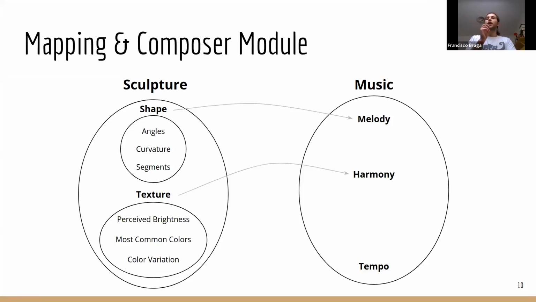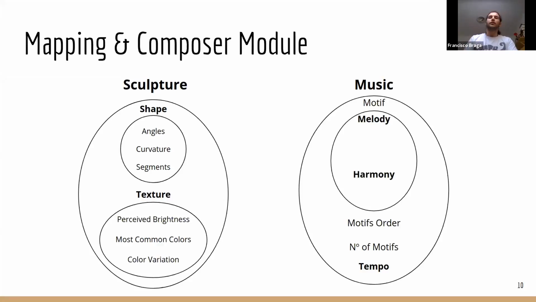And regarding the composition process itself, we decided to use motifs, which are repetitive fragments of music. So each motif will have a melody and harmony. And we also must consider the motif's order and the number of motifs. Regarding the number of motifs, we decided to get one motif for each segment of the sculpture. So the number of motifs will be the number of segments, and the motif's order shall later on be explored.